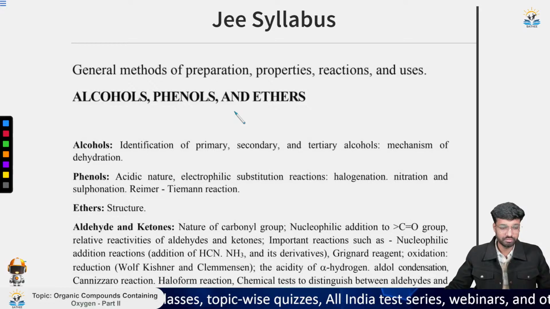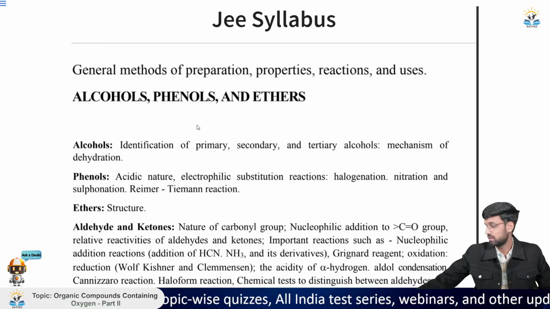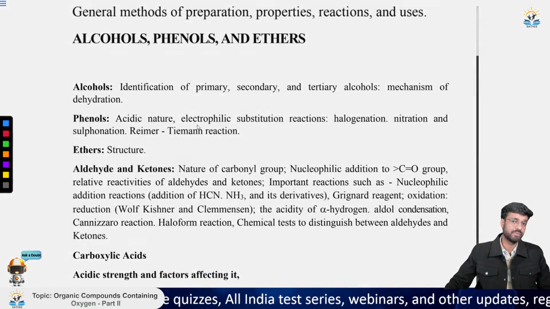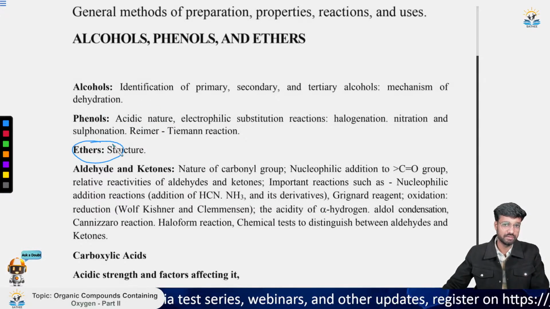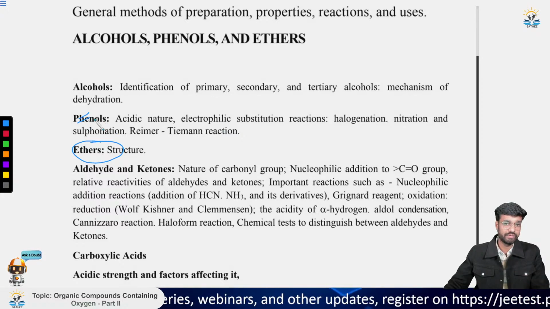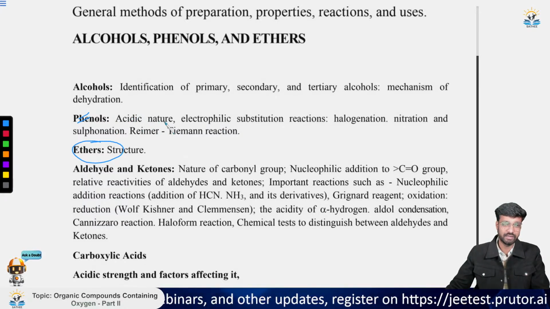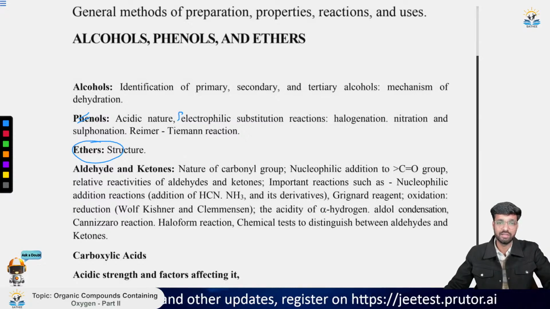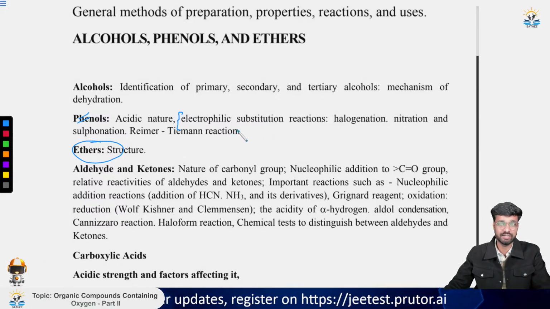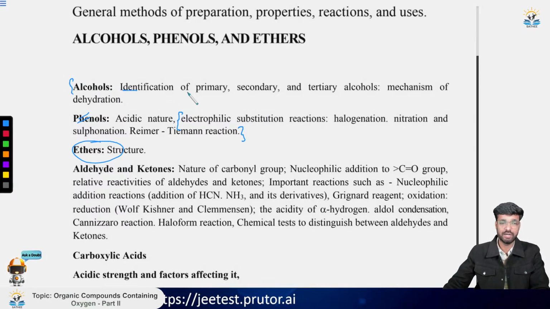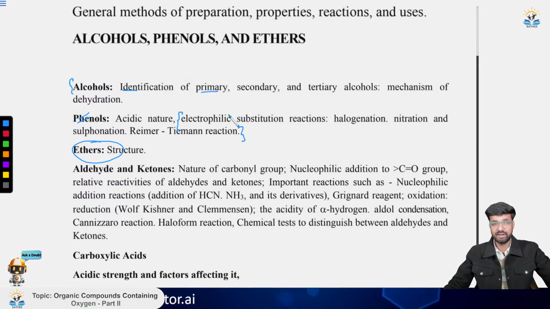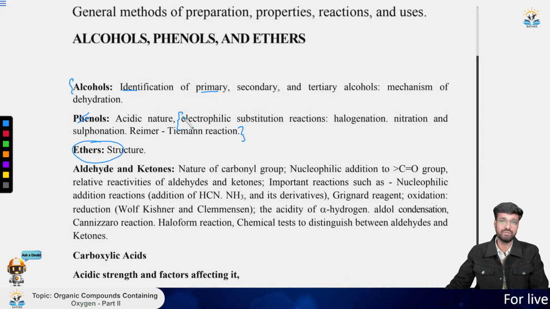Before that, those who are unaware of the syllabus, you can have a look at this. Today we will basically be covering this part, which is ether. Then we will see phenols as a whole. We have covered the acidic nature, so today we will look at electrophilic substitution reactions: halogenation, nitration, Reimer-Tiemann reaction, and so on. Then we will also look at the alcohol part, which includes identification of primary, secondary, and tertiary alcohols, and the mechanism of dehydration.